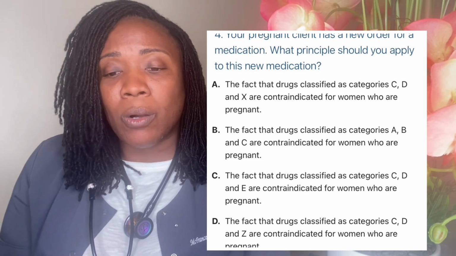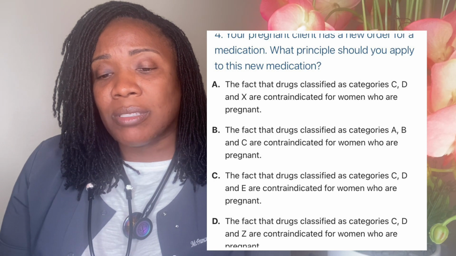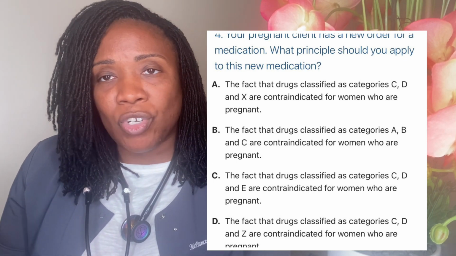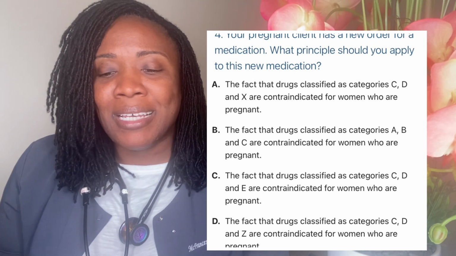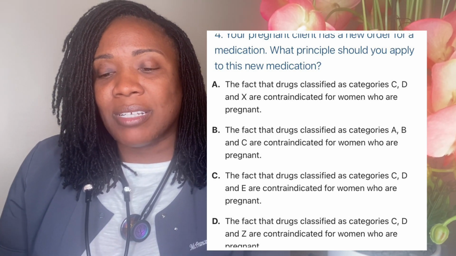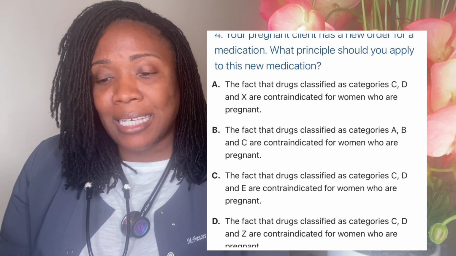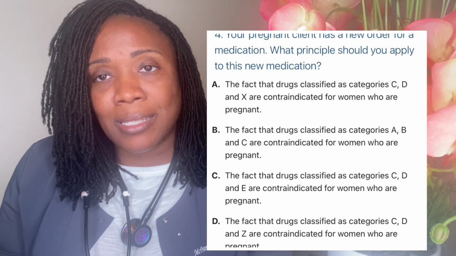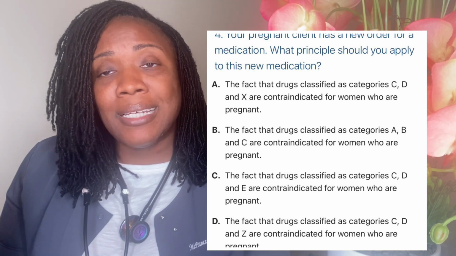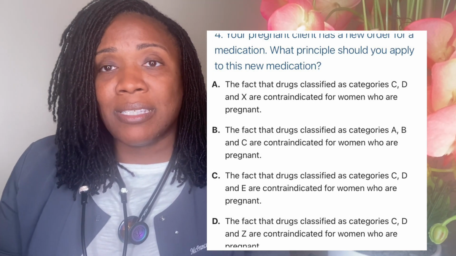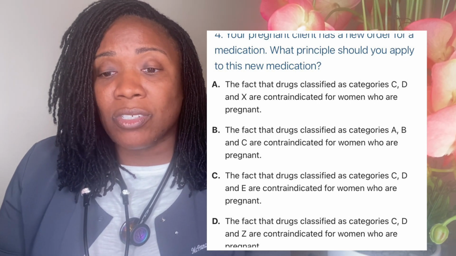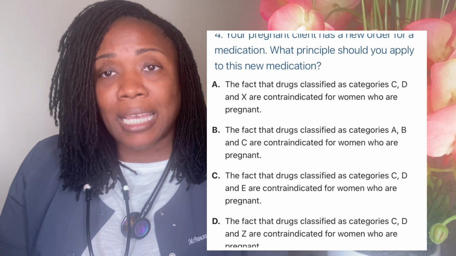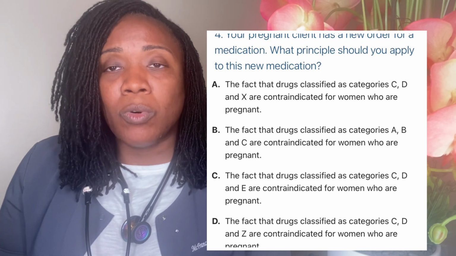So we'll take B out. C is the fact that drugs classified as C, D, and E are contraindicated. There's no E, so we can omit that. And D is the fact that drugs classified as C, D, and Z are contraindicated for women who are pregnant. There's no Z, we stop at X: A, B, C, D, and X. So it's safe to say that option A is the correct answer: the fact that drugs classified as C, D, and X are contraindicated for women who are pregnant. A would be the correct answer.